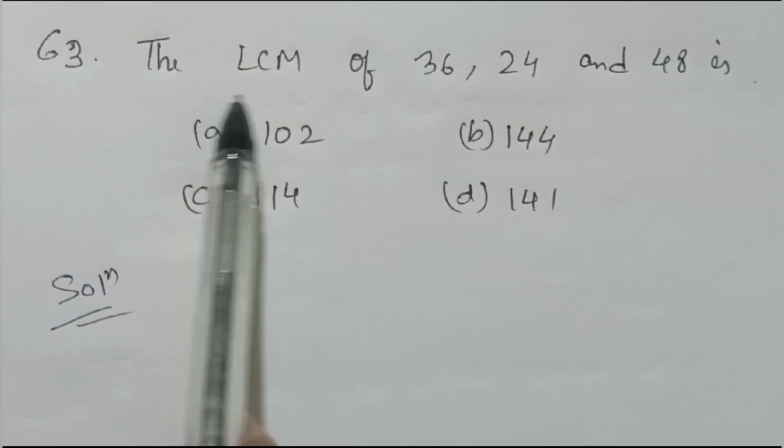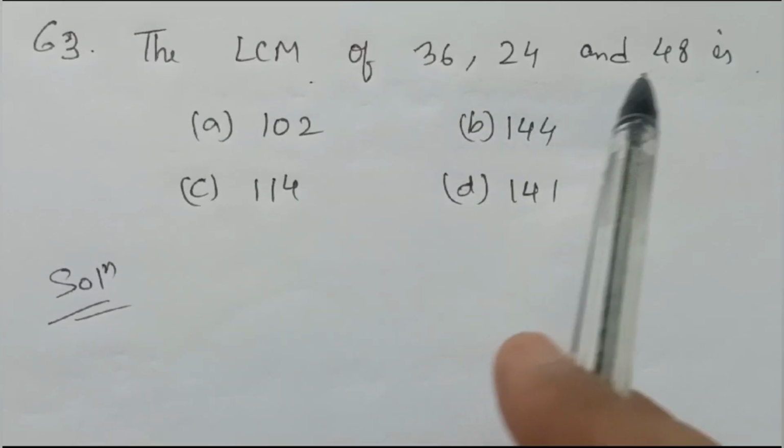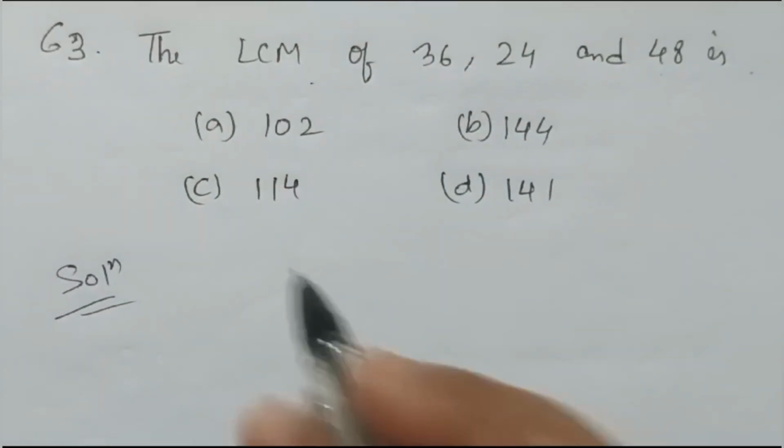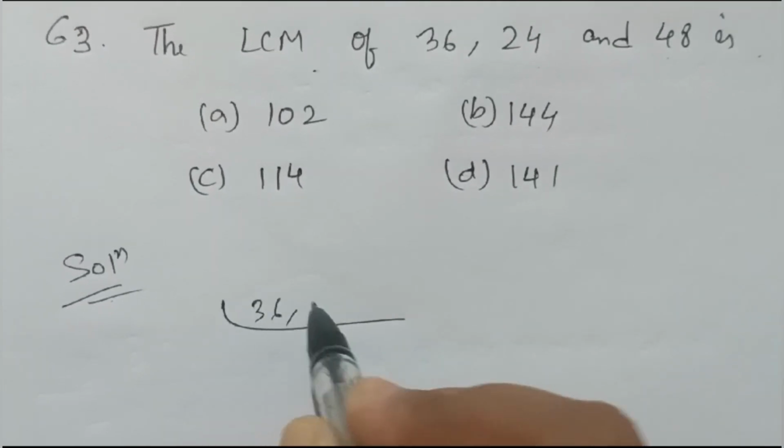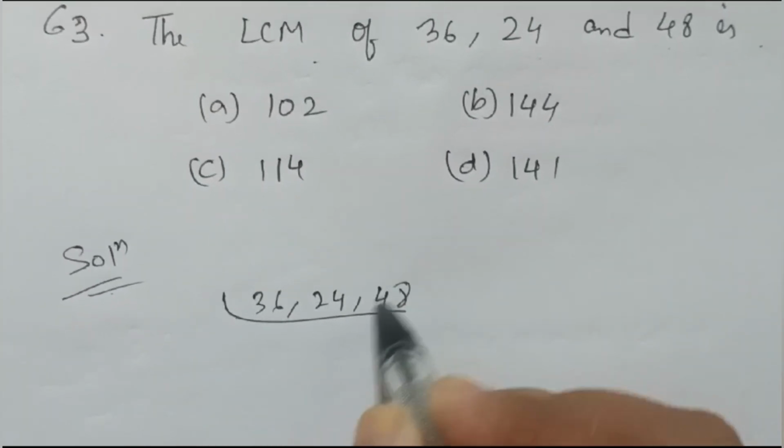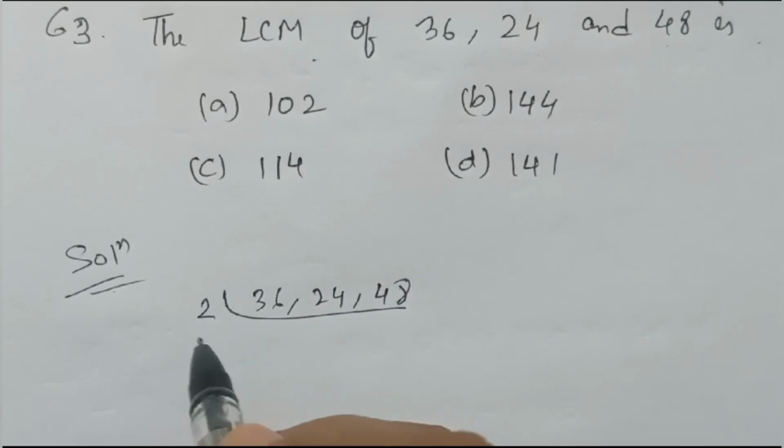Now let us see question number 63. The LCM of 36, 24 and 48 is what? So we will write the solution like this. Then we will write 36, 24, 48 here, and then we will take the table of 2.